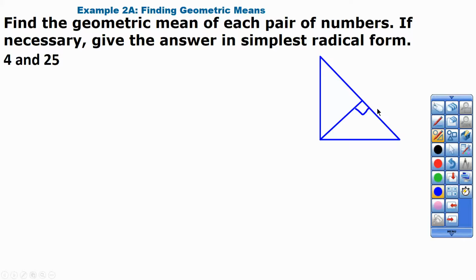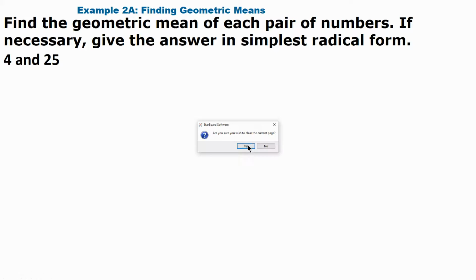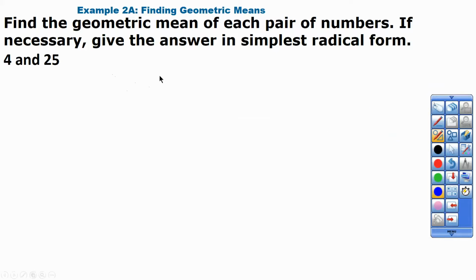There's a relationship between these three similar triangles that uses the geometric mean. So we'll get to that. But right now I need to make sure that you know how to do the geometric mean. So x squared is equal to ab.